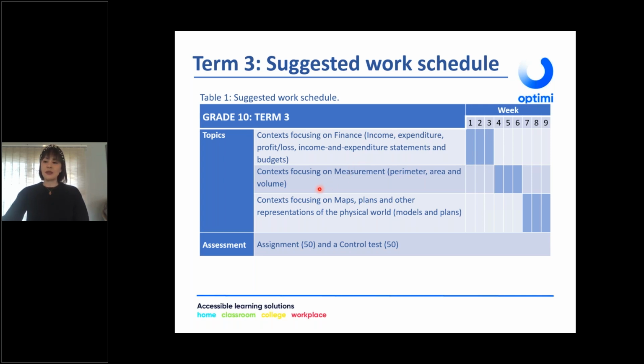Then the next topic that you're going to move to is going to focus on measurements, which is covering perimeter, area, and volume. Once again, you have about 3 weeks to cover this topic. Then the last topic that you will cover in term three is focusing on maps, plans, and other representations of the physical world, including models and plans. And once again, there is approximately 3 weeks for you to cover this topic.